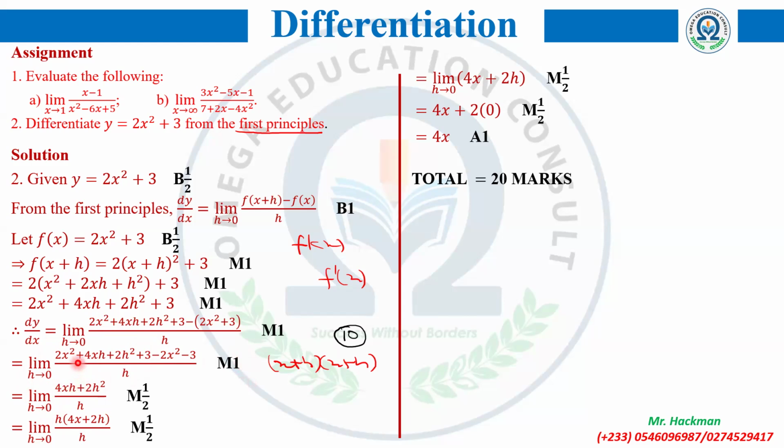So at this point, this is gone. So these are also gone. So you'll be left with what? 4xh plus 2h squared all over h. So you have a rational function. So you ask yourself again, is direct substitution allowed? No, because if h is equal to 0, my denominator will be 0, which is not allowed. So it means I have to take care of what is not allowing the direct substitution.